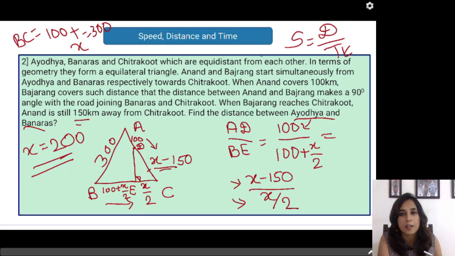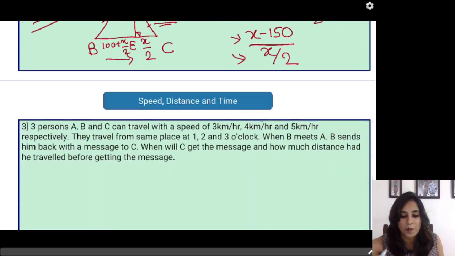I hope you guys have understood this question. In this question, we have used the concept that speed is directly proportional to distance when we have the time constant, and we have taken the ratios of the distance covered in a particular time by Anand and by Bajrang. So guys, let's go to the next problem.